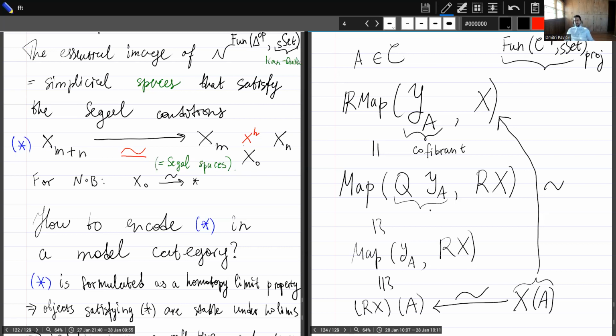And in principle, of course, it is also possible to avoid referring to model structures at all, but maybe the argument would be a bit more difficult. Yeah. Also, maybe one more question, if that's fine.